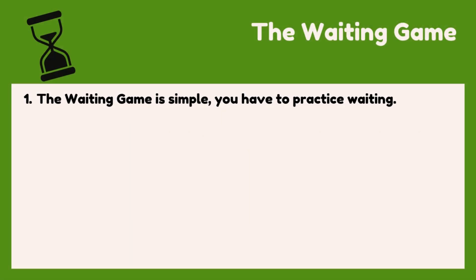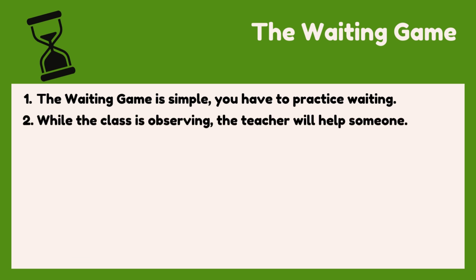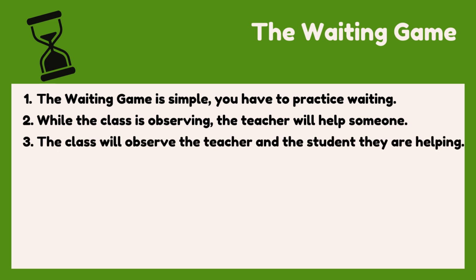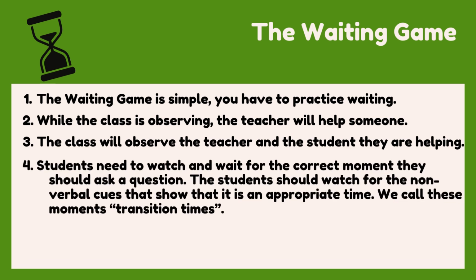The waiting game. 1. The waiting game is simple. You have to practice waiting. 2. While the class is observing, the teacher will help someone. 3. The class will observe the teacher and the student they're helping. 4. Students need to watch and wait for the correct moment they should ask a question. The students should watch for the nonverbal cues that show that it is an appropriate time. We call these moments transition times.